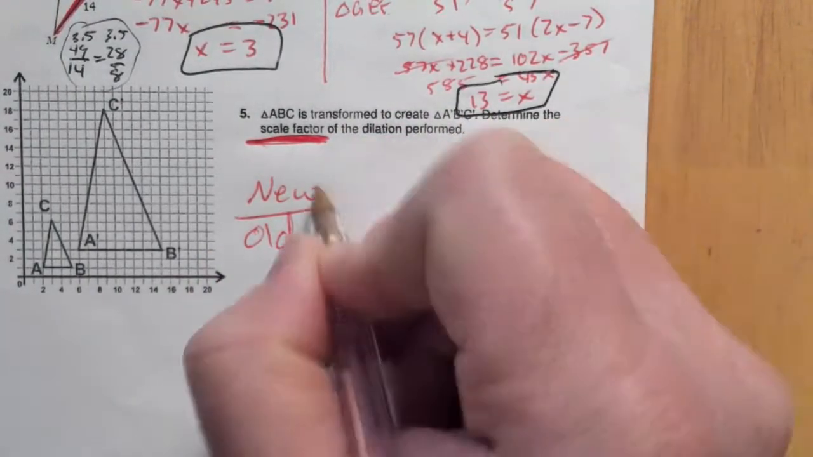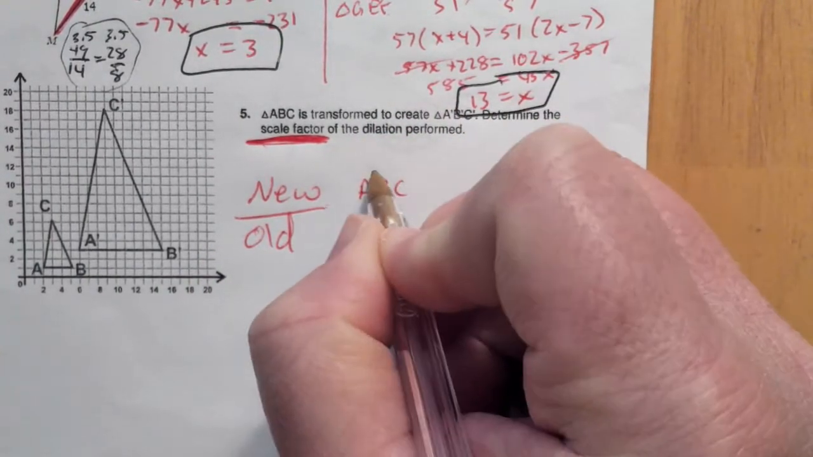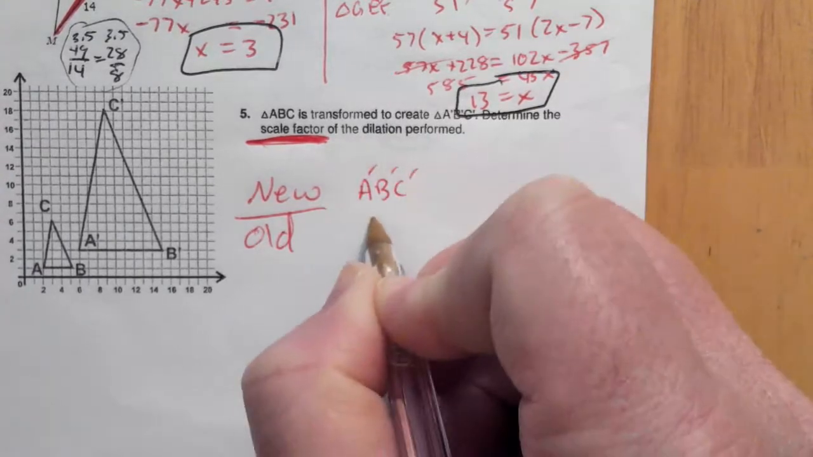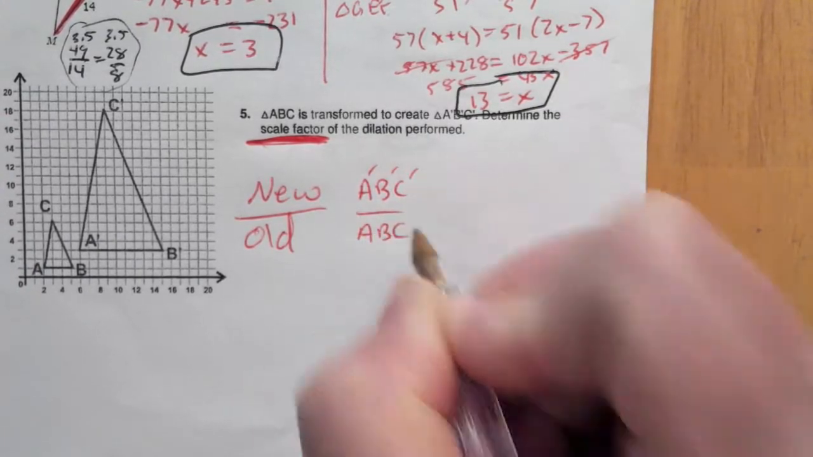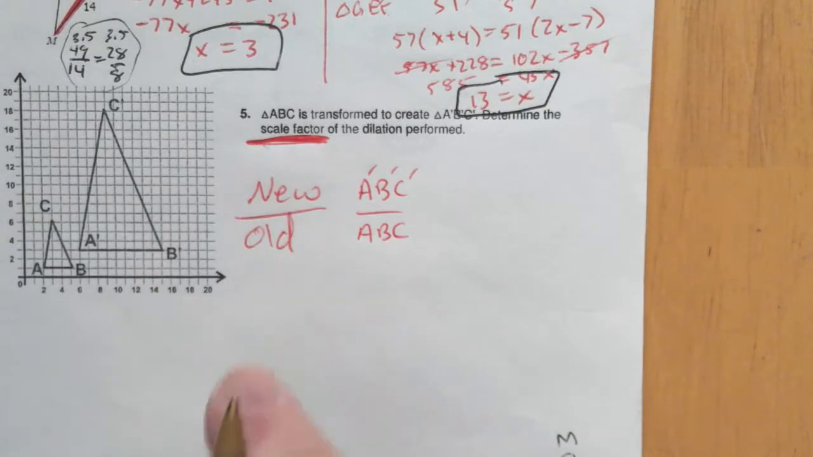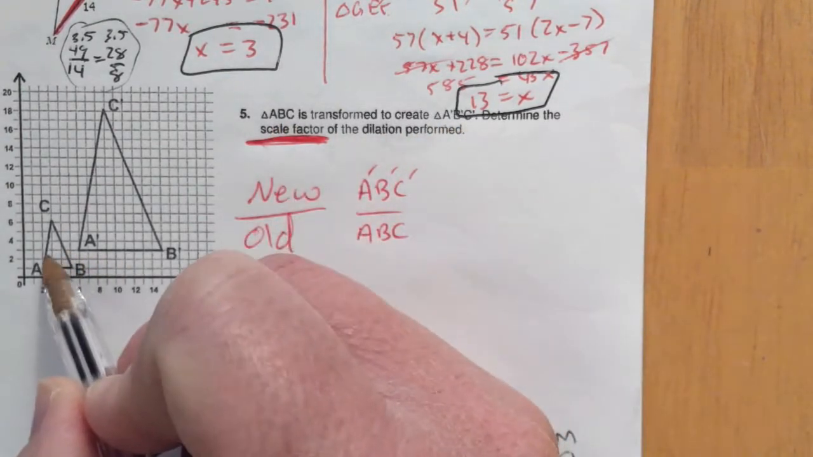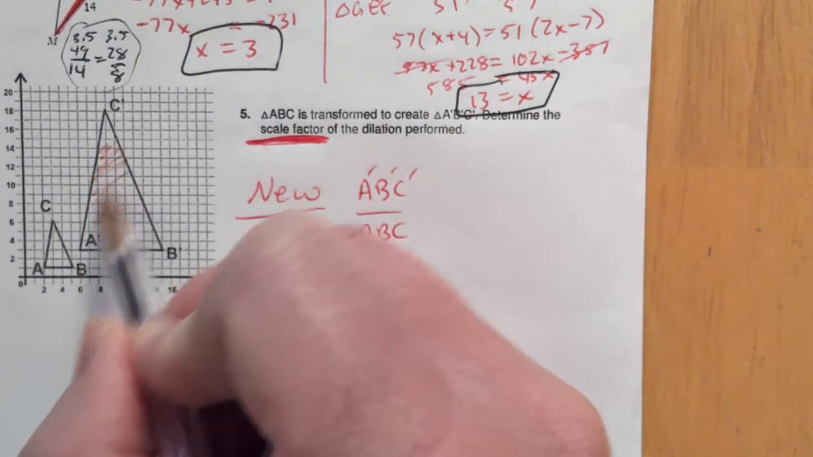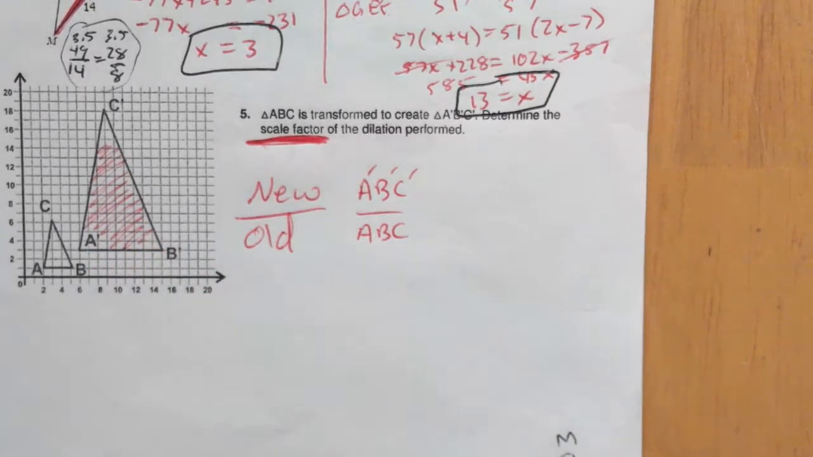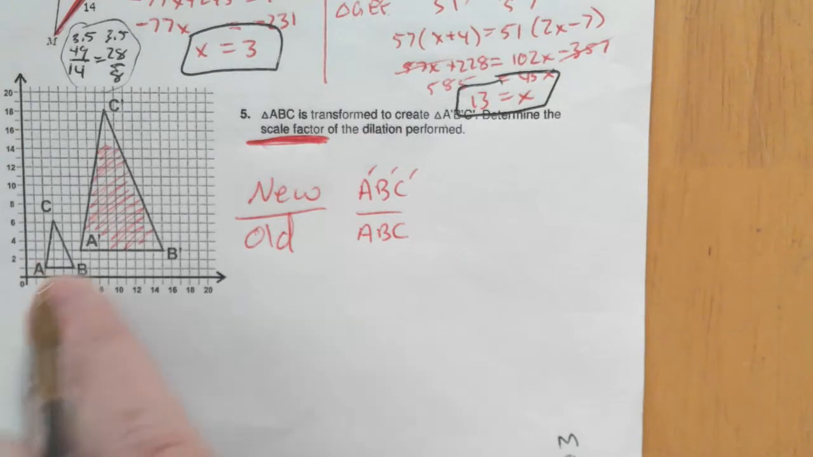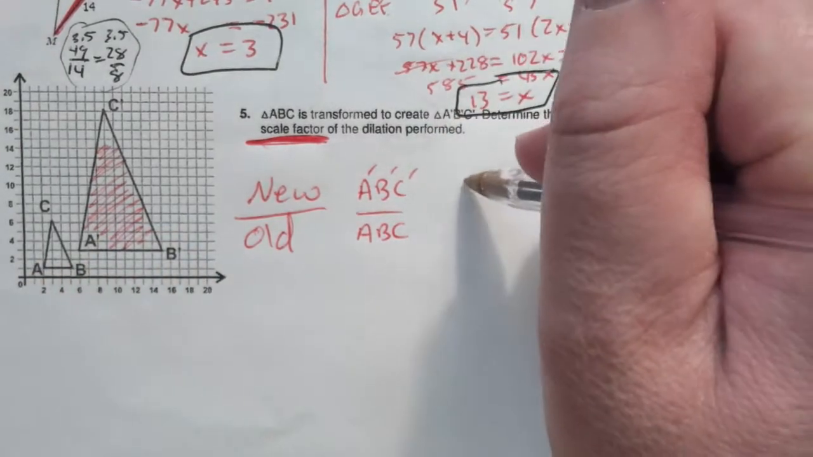So that basically is the ABC. So the A prime, B prime, C prime over the A, B, C, the original. So the new one over the old one. Okay, so that's what we're going to be doing. Okay, so we said that ABC turned into A prime, B prime, C prime. So this was the old one. This is a new one. So did it get bigger or did it get smaller, going from the white to the red? Okay, that got bigger.